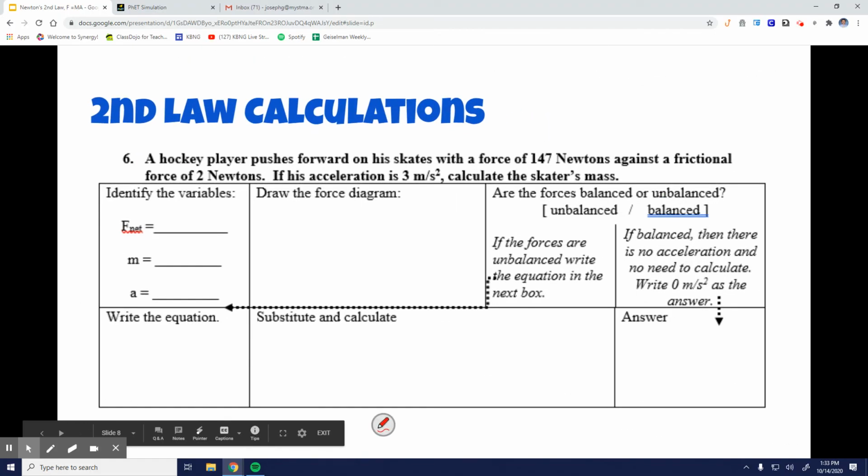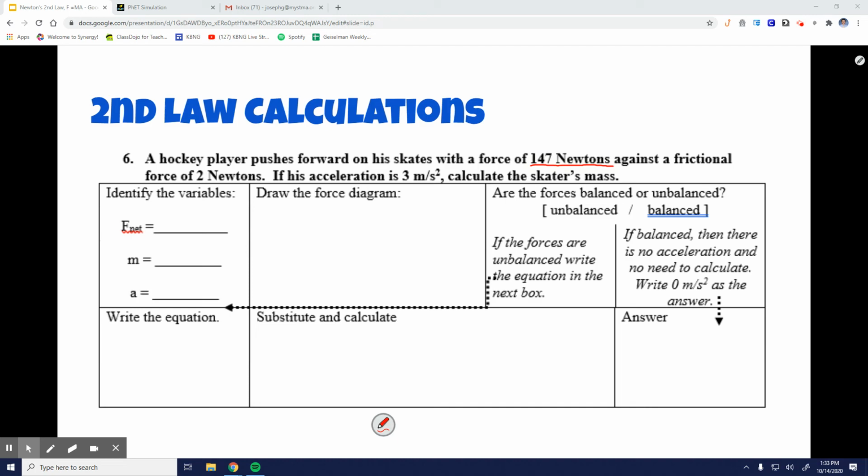Our final problem has a hockey player pushing forward from his skates with a force of 147 newtons against a frictional force of 2 newtons. His acceleration is 3 meters per second squared. What is his mass? Because it's telling us right in the question that we want to find his mass, I'm going to put a big question mark there in mass. I'm told right away that his acceleration is 3 meters per second squared.